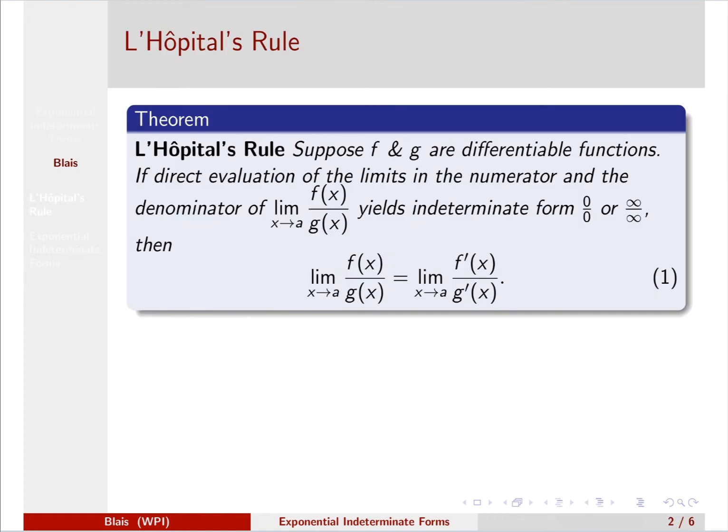Recall L'Hopital's rule, which says if you have f and g differentiable functions, and you are looking at the limit as x goes to a of f of x over g of x, and direct evaluation of the limits in the numerator and in the denominator yield indeterminate form 0 over 0 or infinity over infinity, then we can apply the following rule, which says the limit as x goes to a of f of x over g of x is the limit as x goes to a of f prime of x over g prime of x. The key is this only works for these two indeterminate forms.